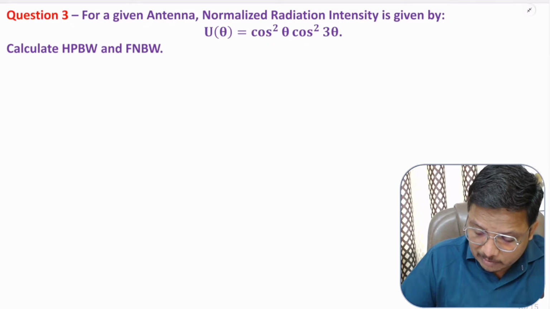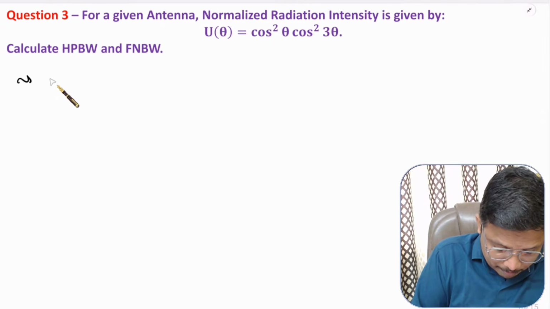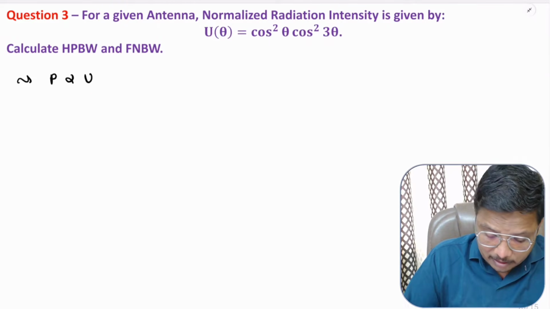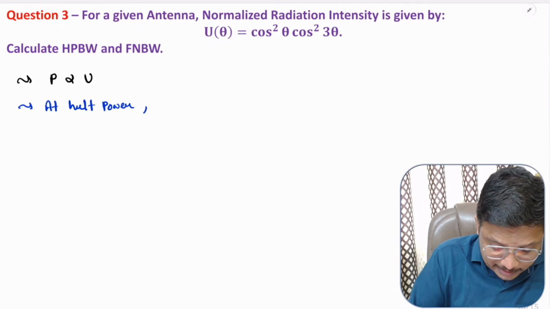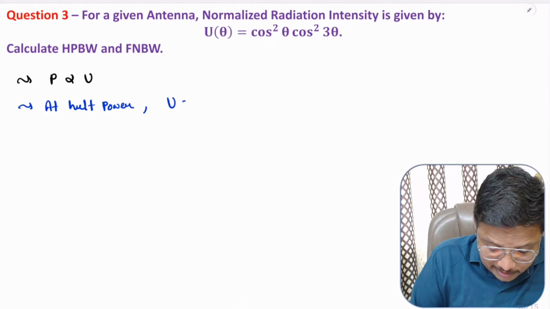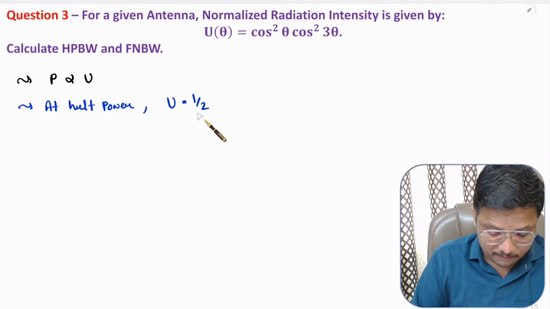So let me note down that relation. See, power is directly proportional to radiation intensity. So one should know at half power, what is the value of radiation intensity? Radiation intensity will also be equal to half.